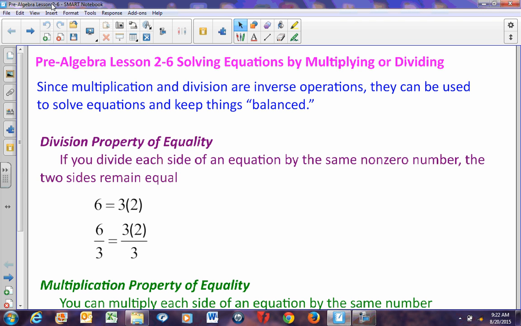This is pre-algebra lesson 2-6, solving equations by multiplying or dividing. Since multiplication and division are inverse operations of each other, they can be used to solve equations to keep our lovely teeter-totter balanced. The division property of equality says if you divide each side of the equation by the same non-zero number, the two sides remain equal, which makes sense. If you do the same thing to both sides of the equation, you're going to keep it balanced.